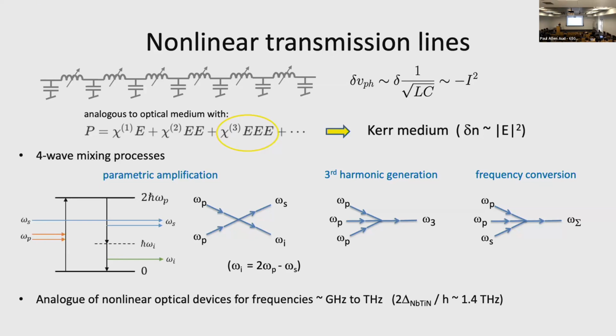The upper frequency limit is set by the gap frequency of the superconductor, which is the frequency beyond which photons break Cooper pairs in the superconductor. And so for one of our favorite superconductors, niobium titanium nitride, that's about 1.4 terahertz.